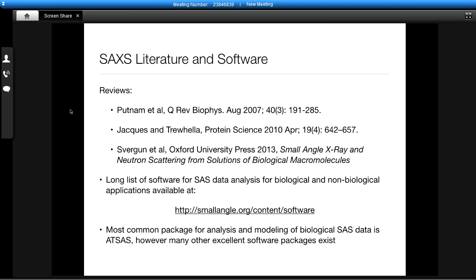Additionally, I just want to list a software website where you can get a lot of the different software that's available for small angle scattering analyses, for both biological and non-biological applications. It's a general website for small angle scattering. However, for biological applications, the most common package appears to be ATSAS, which you can find on that website, and that's usually what publications will most commonly have used for their analyses. However, there are a lot of other excellent software packages too.